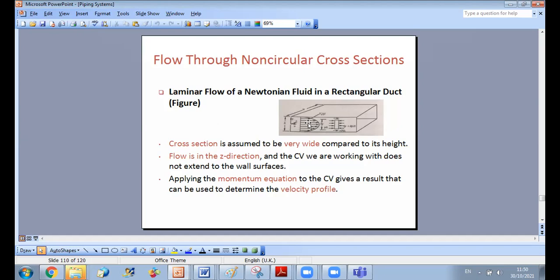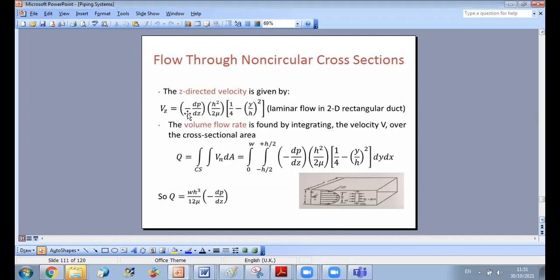that we consider is a bit far from the wall surfaces. Meaning, since the width is very large, we can neglect the effect near the wall. We take the control volume a bit far from the wall, and this does not affect the analysis much because this zone is very small compared to the width. So then we can see that the profile is parabolic. Okay. And then as we established with the annulus formulas, we can do the same for the flow through a rectangular duct.